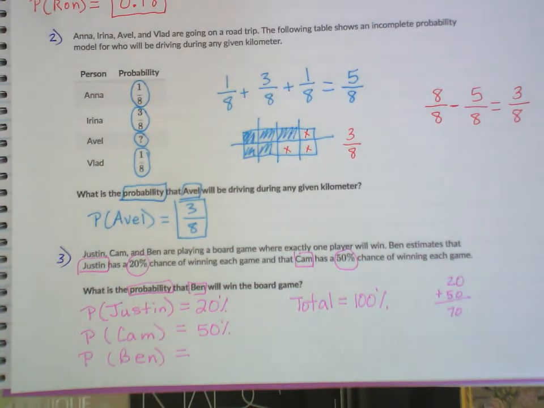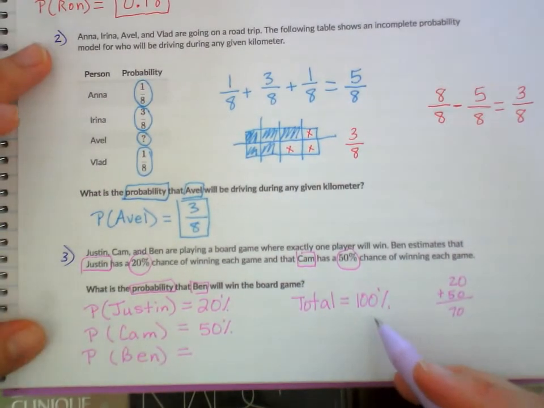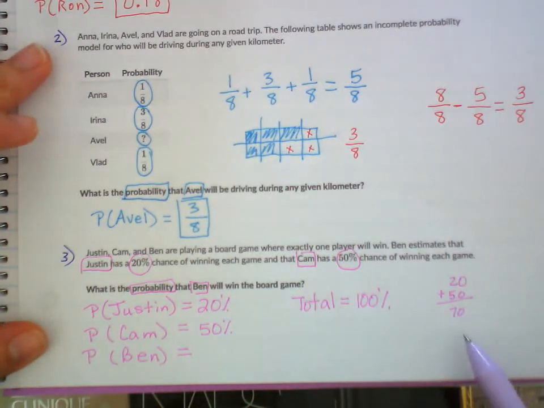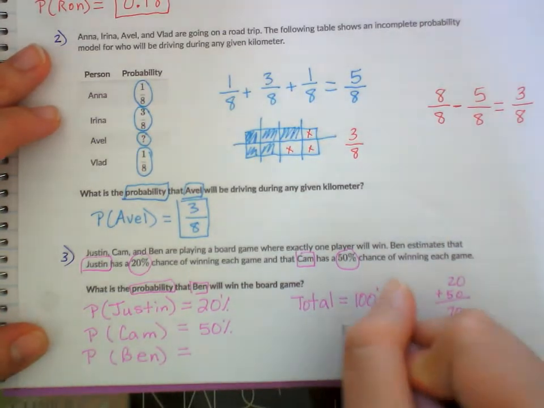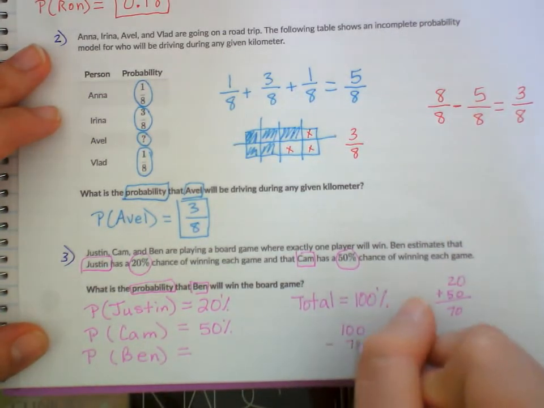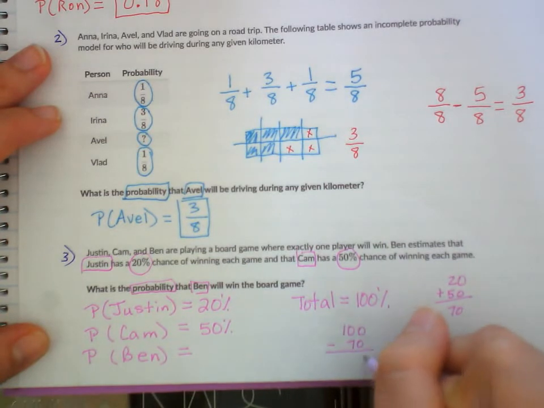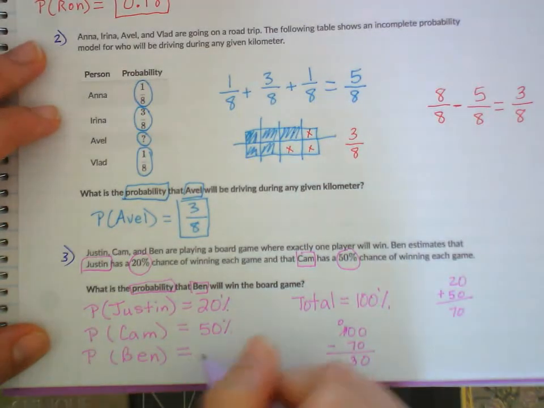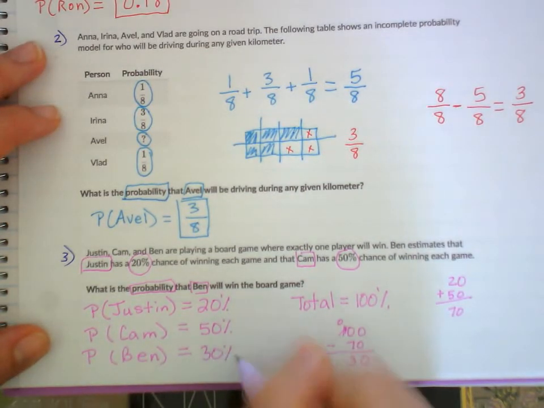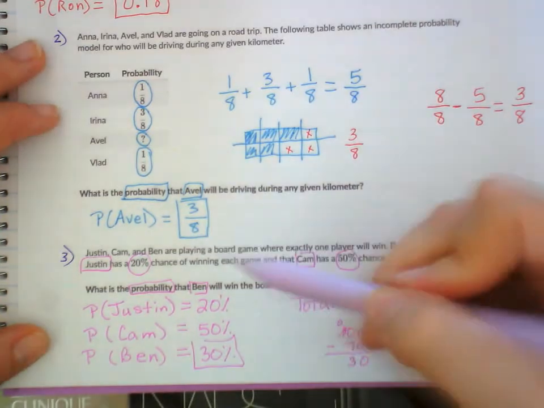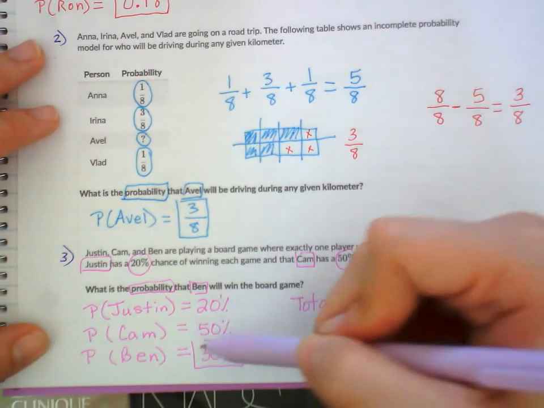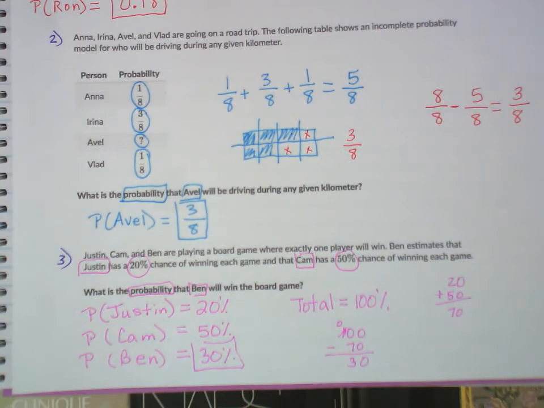Now, if we already have 70%, in total we need 100%, how much is left? So 100 minus the 70 that we already have, 30%. So that leaves us 30% probability for Ben. Check it. 20 plus 50 is 70, 80, 90, 100. It adds up to 100%.